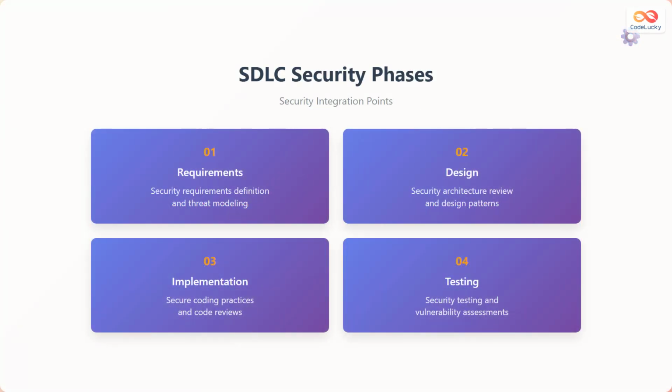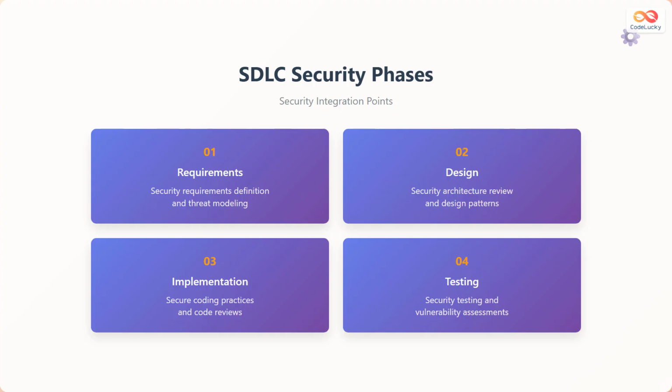The secure development lifecycle consists of 4 key phases, each with specific security integration points. Phase 1 is the requirements phase, where teams define security requirements and conduct threat modeling to identify potential attack vectors early in the project. This phase establishes the security foundation for the entire application.